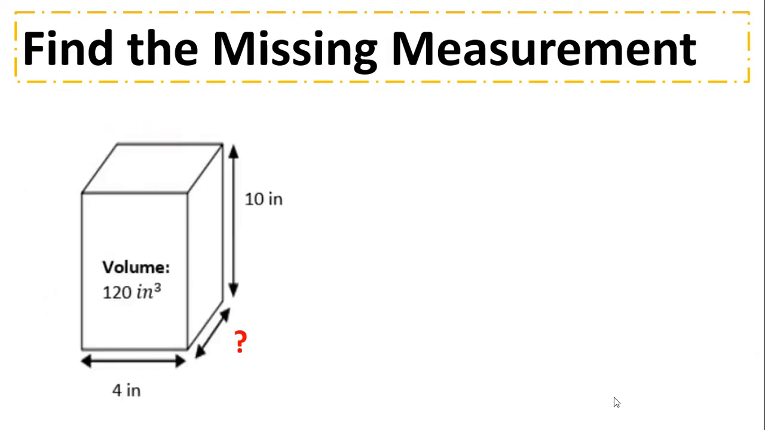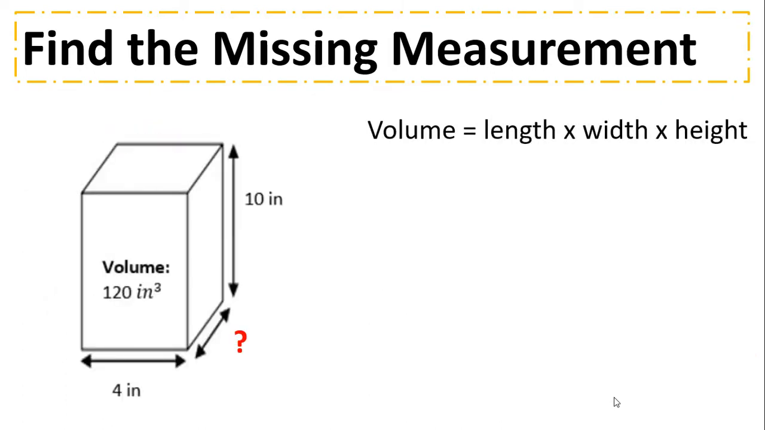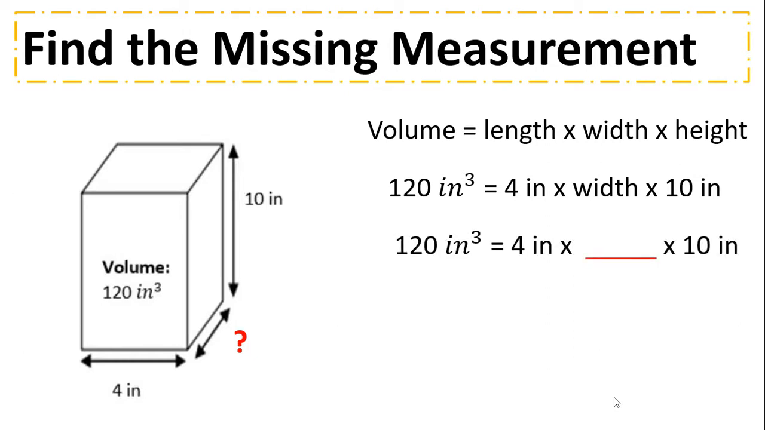Let's try another one. We're starting with our formula. Volume equals length times width times height. Our volume is 120 cubic inches. Our length is 4 inches. We don't know our width, and our height is 10 inches. Let's start by replacing the word width with a blank space.